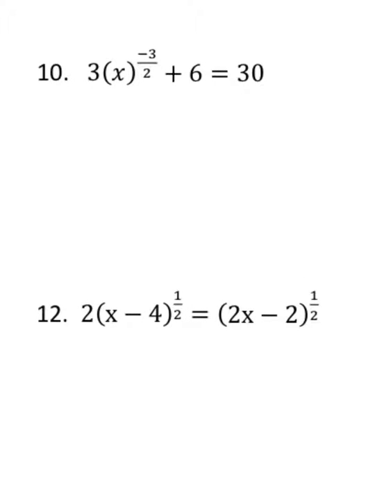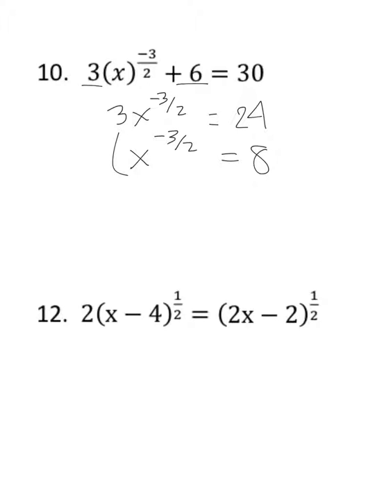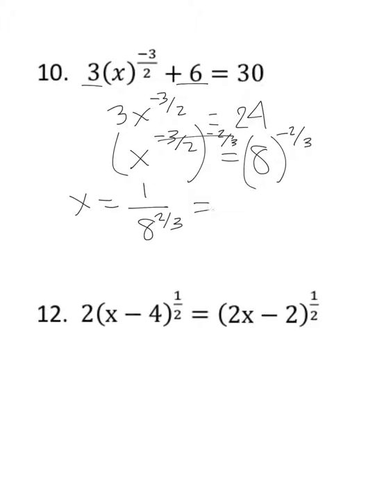Okay, so same process here. We're going to get rid of the 6 and get rid of the 3. So we're going to subtract 6 first and be left with 3x to the negative 3 halves equals 24. And then I'm going to divide by 3 to get x to the negative 3 halves equals 8. And then I will take this to the reciprocal exponent of negative 2/3. So these will cancel. We're going to be left with x equals 1 over 8 to the 2/3 because I fixed that negative exponent. And then all we have to do here is rewrite and evaluate.